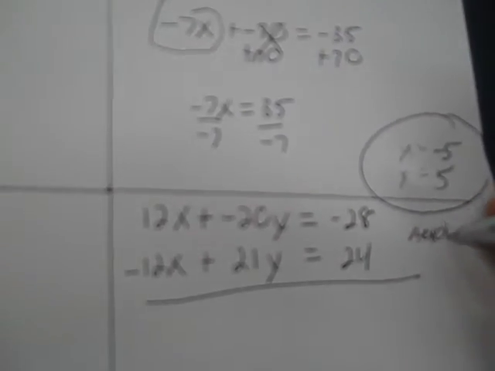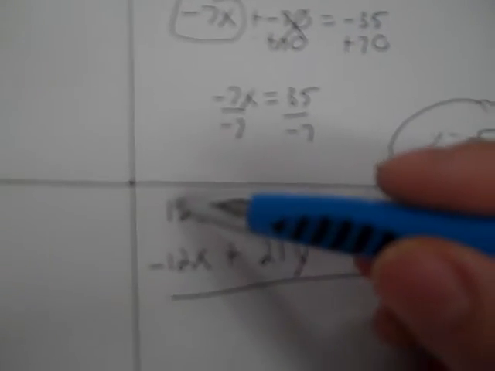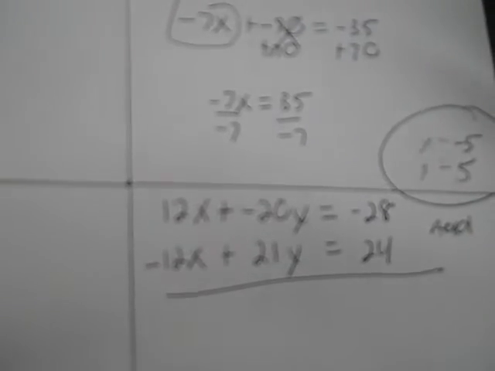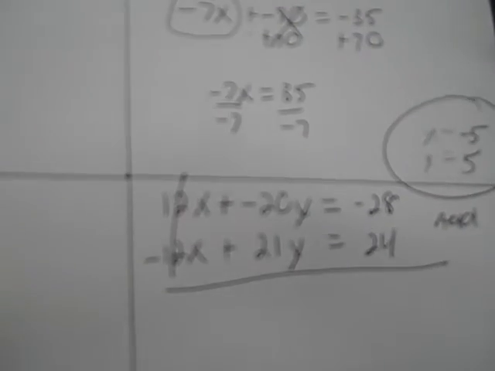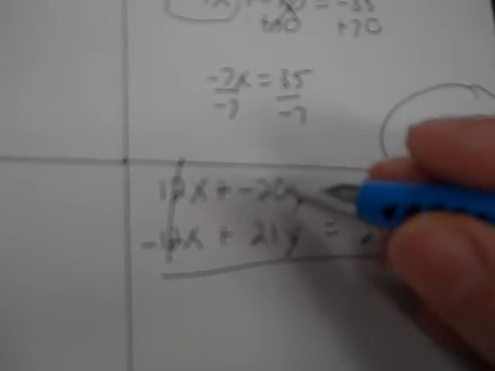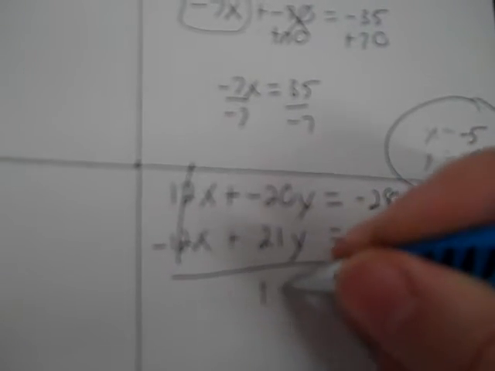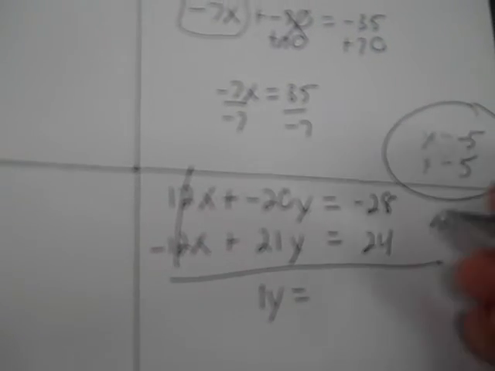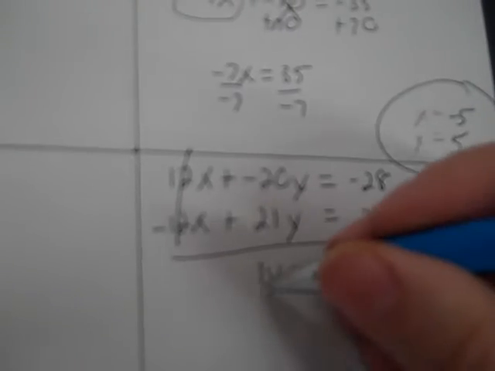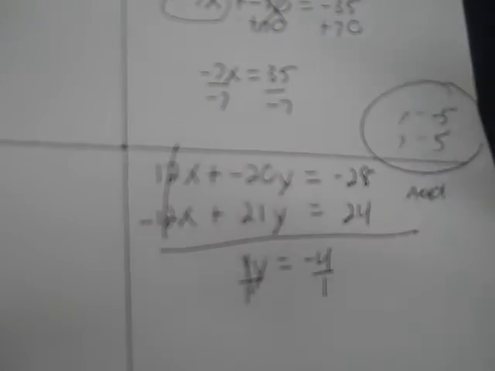Now I'm going to add these equations together. So I take 12 plus negative 12. Well, that's 0. So those are out of the system. Negative 20 plus 21 is 1y. And then negative 28 plus 24 is negative 4. And then you can divide by 1 if you want. But y equals negative 4.